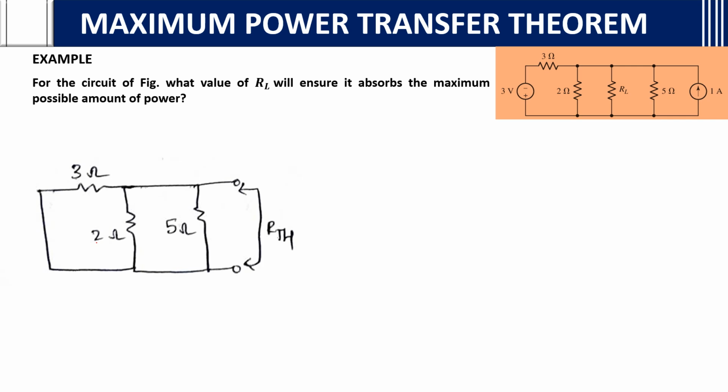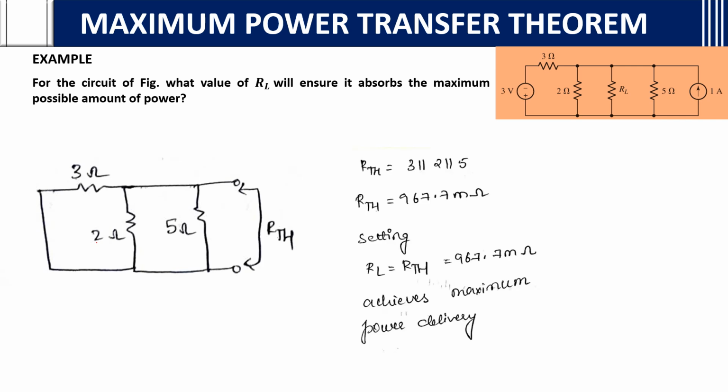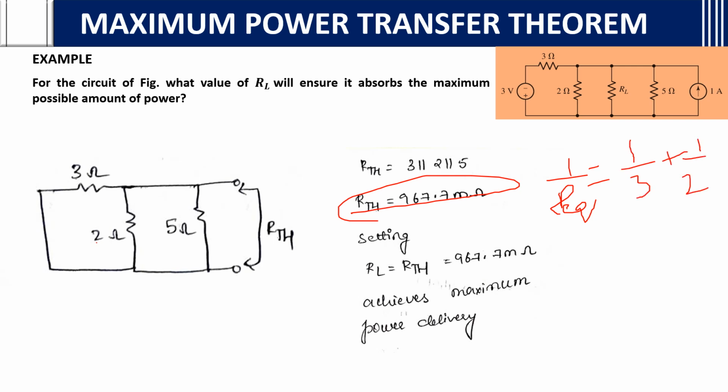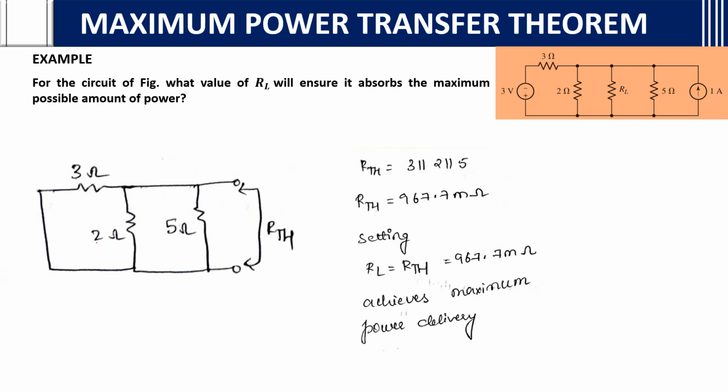I'll show you how to calculate now. See, 3 parallel to 2 parallel to 5. All are parallel, so you will get 967.7 milli ohms. Here is how you calculate R equivalent. I have covered this in earlier videos, but once again, R equivalent equals 1 by 3 plus 1 by 2 plus 1 by 5. You will see these are in parallel. After doing this, whichever value you get, you find R equivalent by inverting it. Okay, RTH is 967.7 milli ohms.